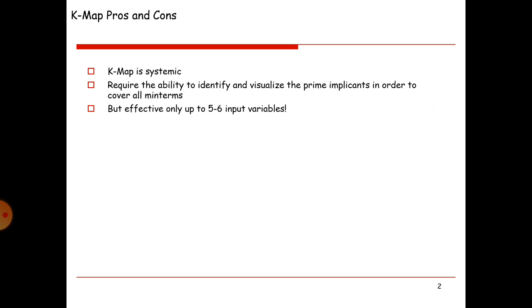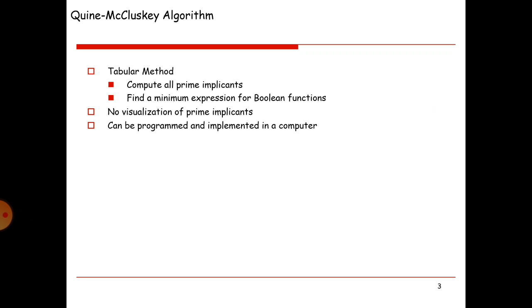So K-map pros and cons. K-map is a system that requires the ability to identify and visualize prime implicants in order to cover all minterms, but effectively only up to 5 to 6 input variables. Tabular method means compute all the prime implicants and find a minimum expression for Boolean functions. So no visualization is needed, and prime implicants can be programmed and implemented in a computer.